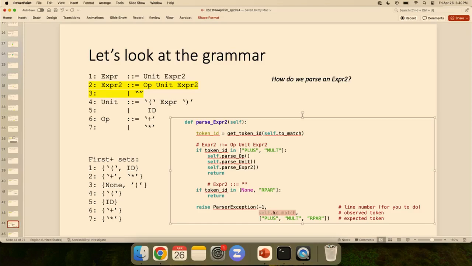This is the token that I'm trying to match. But I expected either a plus, a multiplication, a right parenthesis, and I guess in this case, none would be included there as well, because those are the symbols where I could have made a choice. But you didn't give me any of those symbols, so I can't make a choice, and I have to stop my parsing. So this is getting even more informative error messages for us when we have to stop.